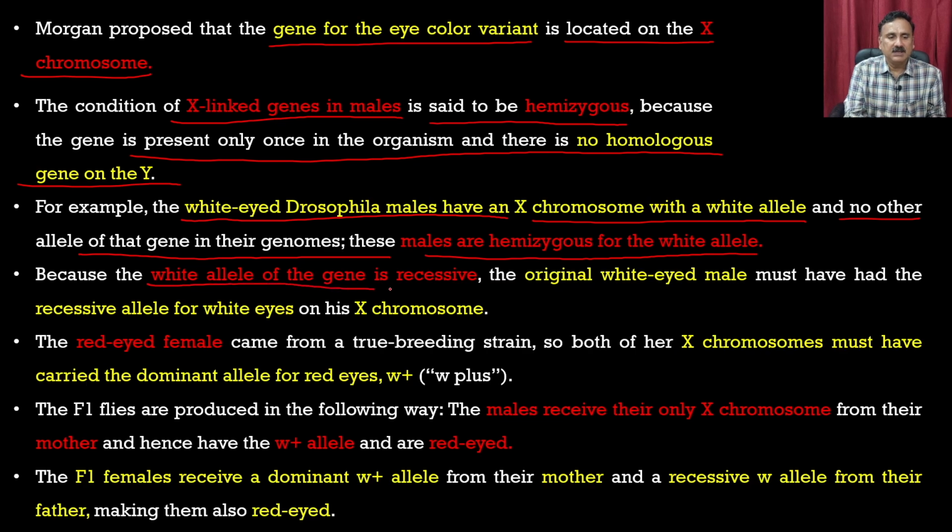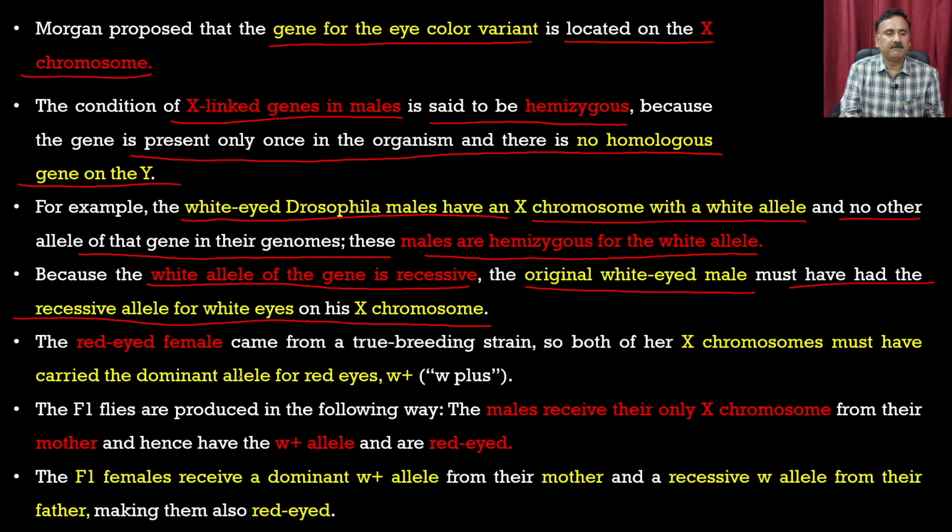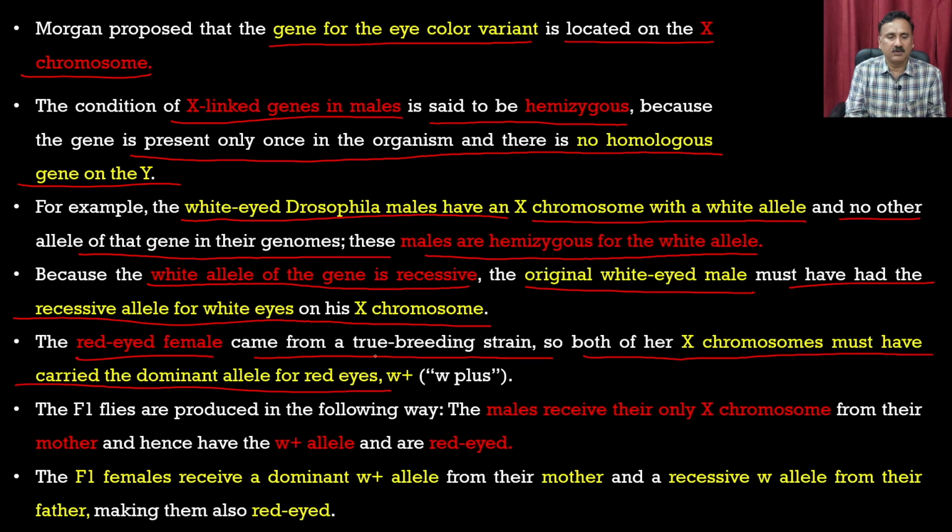Because the white allele of the gene is recessive, the original white-eyed male must have had the recessive allele for white eye on his X chromosome, right? So the red-eyed female came from a true-breeding strain, so both of the X chromosomes must have carried the dominant allele for red eye, which is W plus, right?